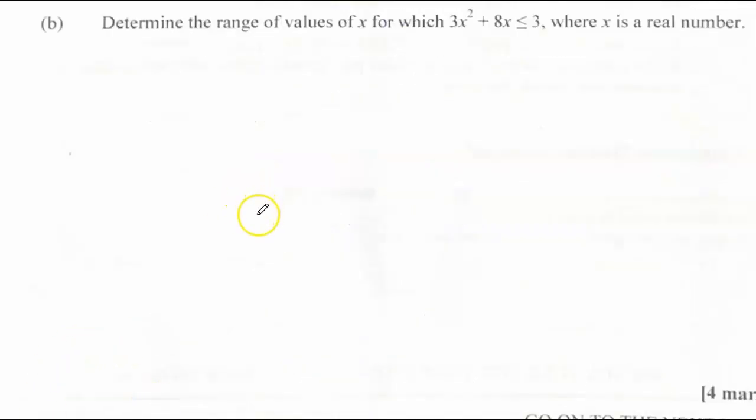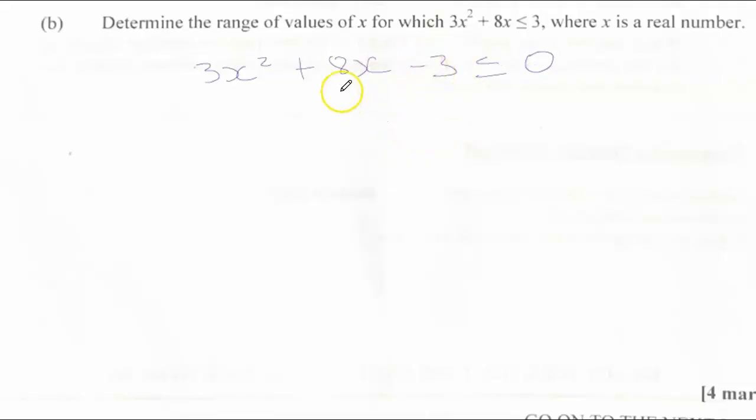In part B, determine the range of values of x for which the quadratic inequality 3x squared plus 8x less than or equal to 3 holds, and we're told x is a real number. So we have a quadratic, so we'll group all the terms on the left hand side. Minus 3, we have 0 on the right, so we can either use the quadratic formula or we could factorize.